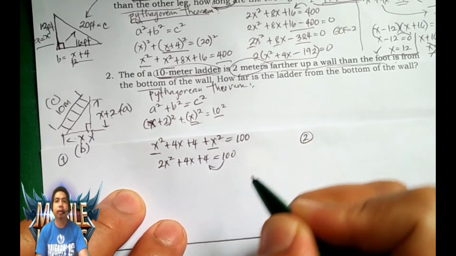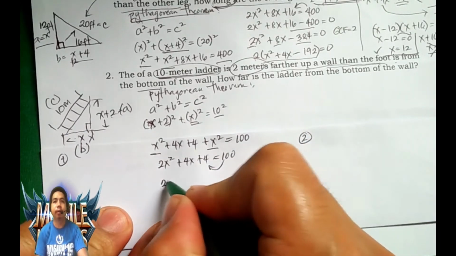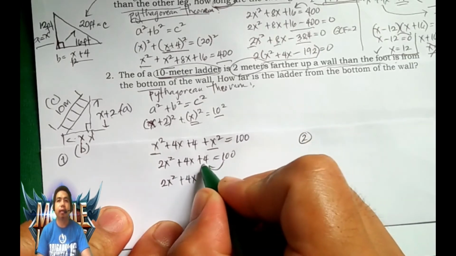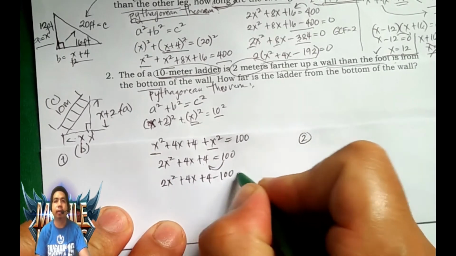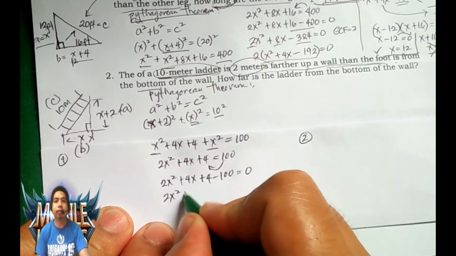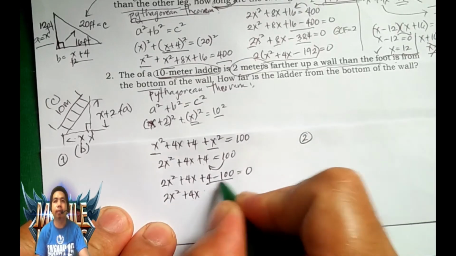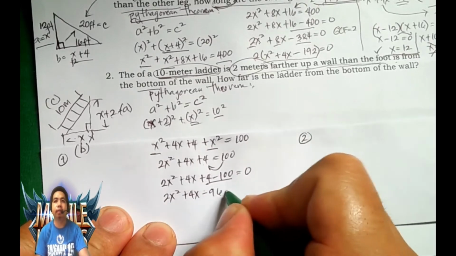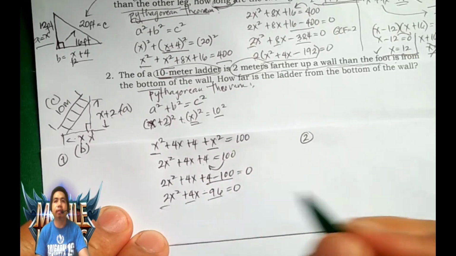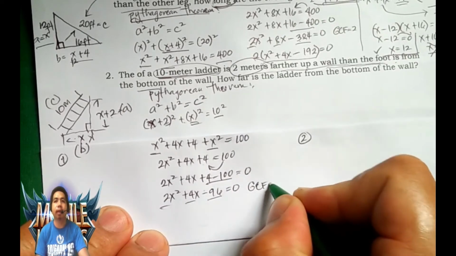Okay, then, transpose natin yung 100, so that will be equal to, we have 2x square plus 4x plus 4 minus 100. Combine natin yung constant ngayon. So, we have 2x square plus 4x, combine natin yung 4 minus 100, that's equal to negative 96, and that is equal to 0. Then, again, this is divisible by 2, so, pa-factor muna natin gamit yung GCF.